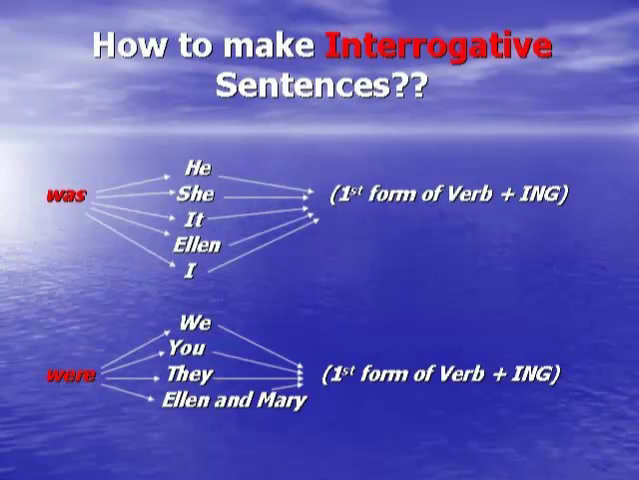How to make interrogative sentence? It is again very simple. Just bring was or were at the beginning of the sentence, and the sentence will become was he going? Was she going? Was it going? Was Alan going? Was I going? Were we going? Were you going? Were they going? Were Alan and Mary going? In this way, we can make interrogative sentences.